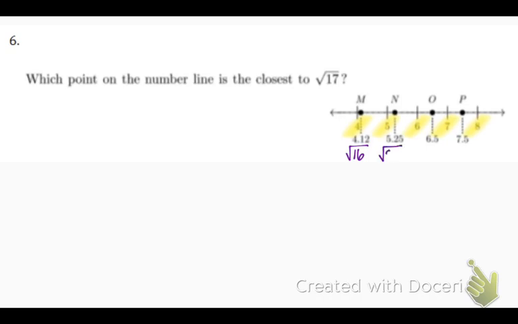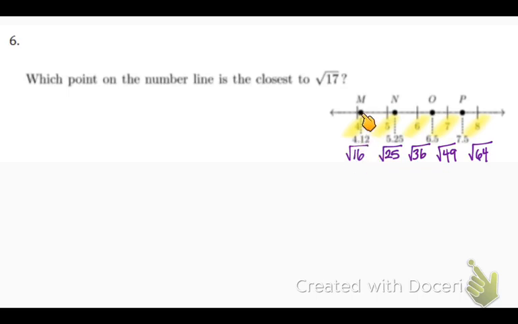5 is the square root of 25. 6 is the square root of 36. 7 is the square root of 49. And 8 is the square root of 64. So if we look at all of these numbers and then go back and look at the square root of 17, I'm going to say it's actually pretty close to the square root of 16. And it's actually just a little bit bigger than the square root of 16.